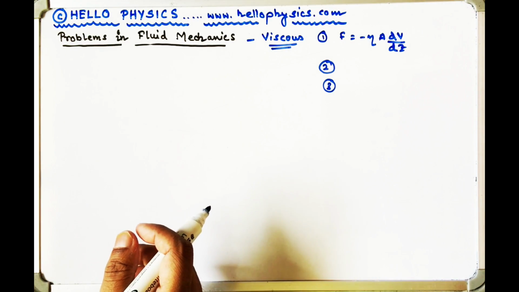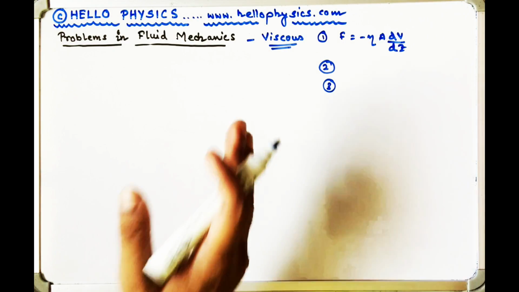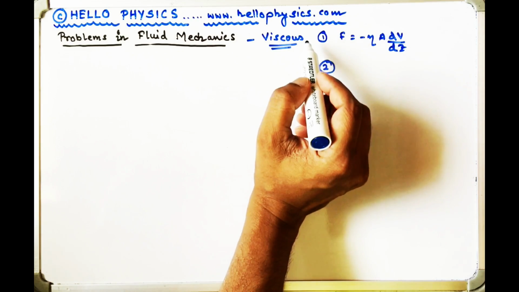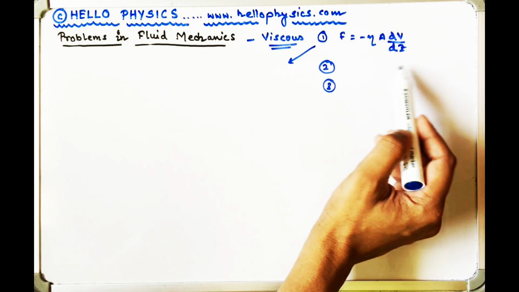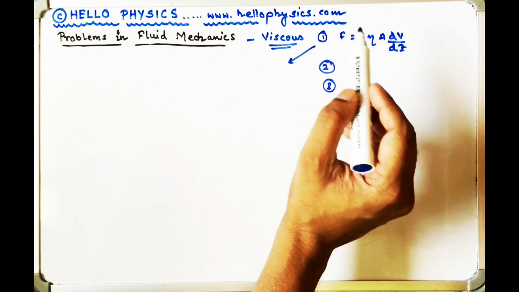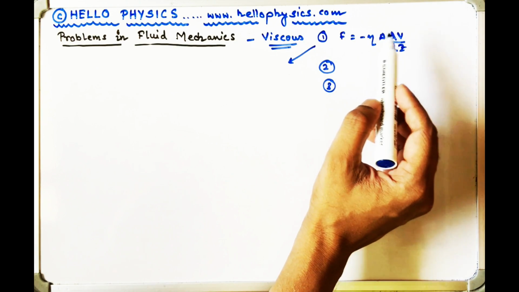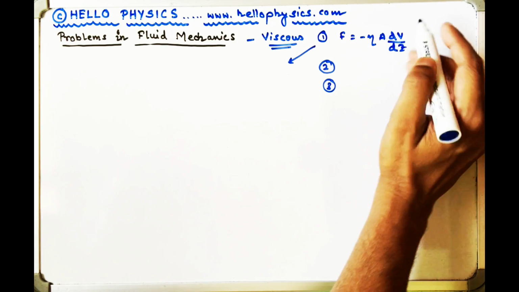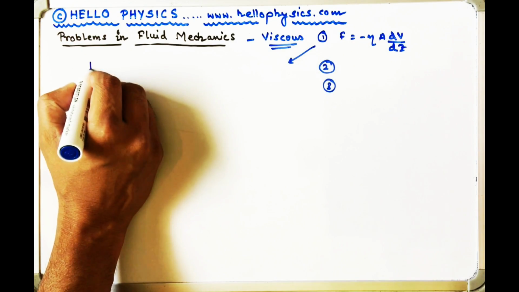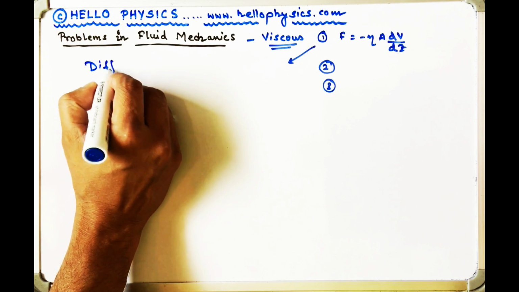Let me give you the first problem. The first problem is on equation number 1, where we define viscous force as equal to eta times cross-sectional area times dV/dz. This is nothing but a differential equation.